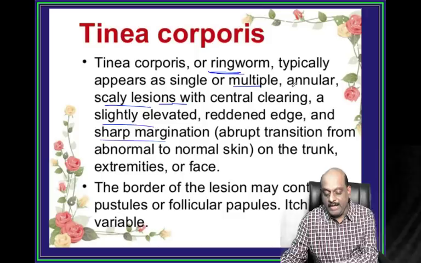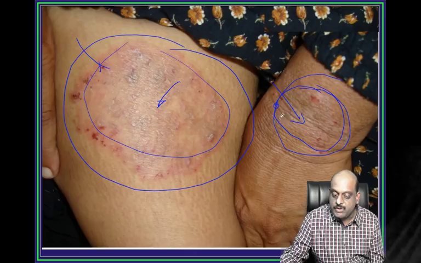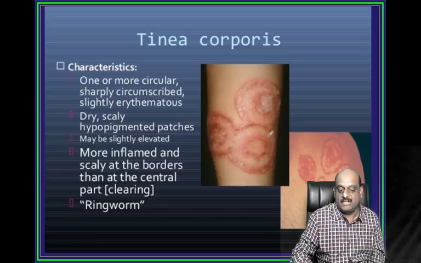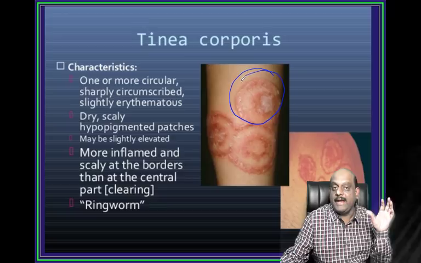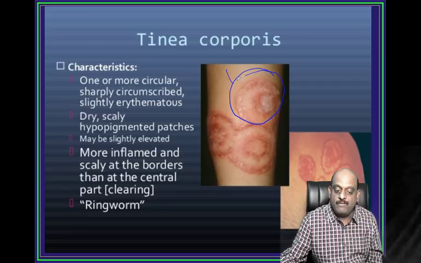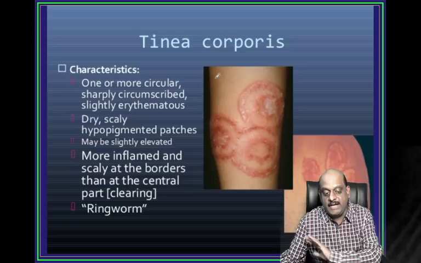And the border of the lesion will contain pustules, follicular lesions, papules, and of course, itching is invariable in dermatophyte infections. So doctor, these are one or more circular, sharply demarcated, slightly erythematous lesions which are dry, scaly, hypopigmented with a central clearing and a peripheral erythematous inflamed margin. That is tinea corporis, is what you need to remember.